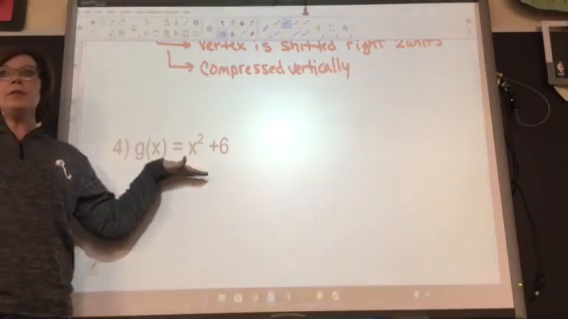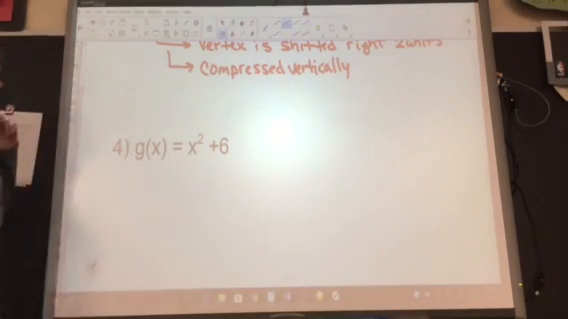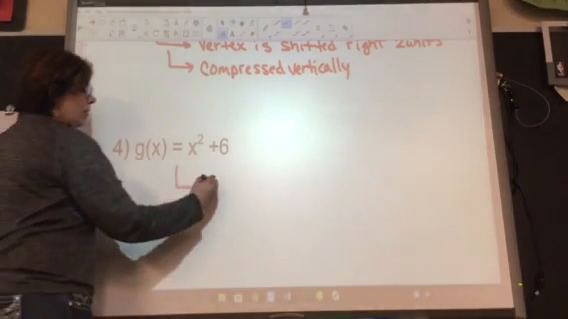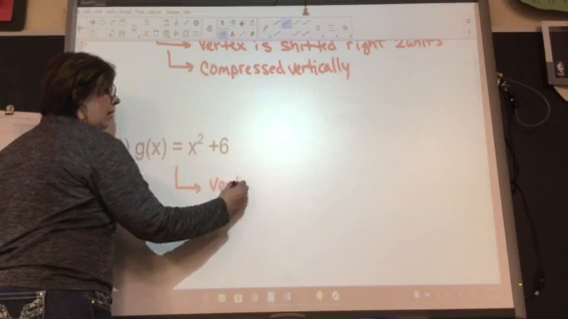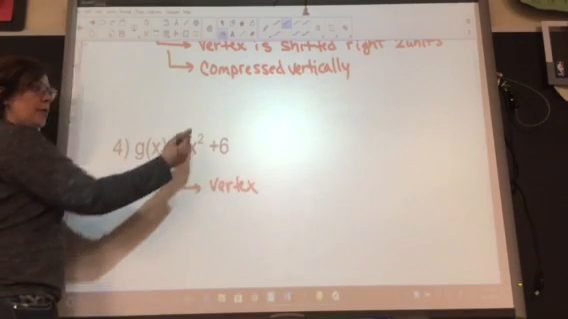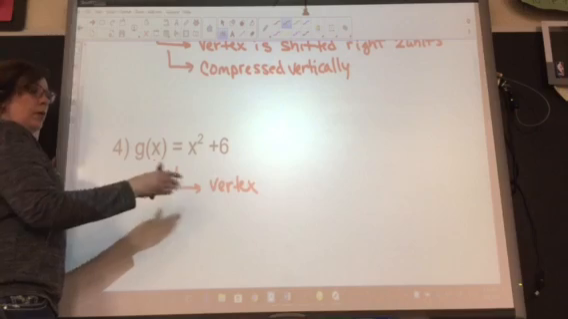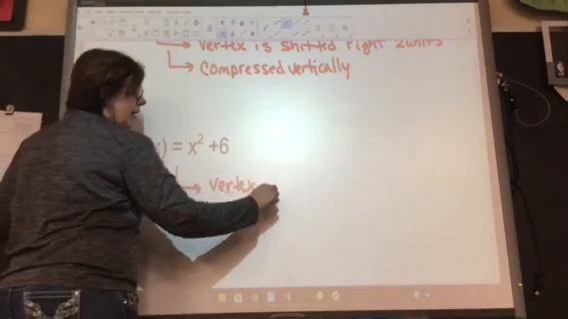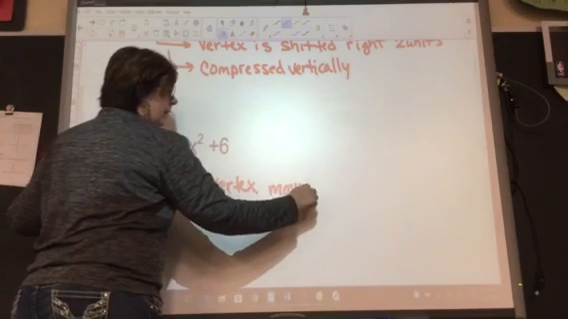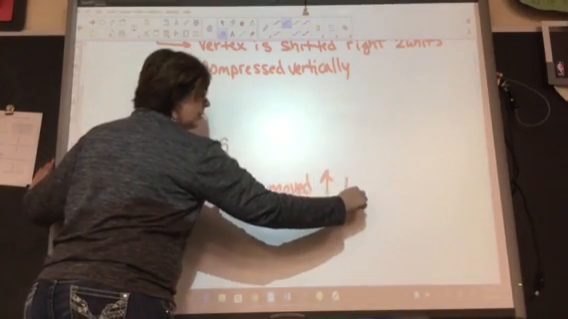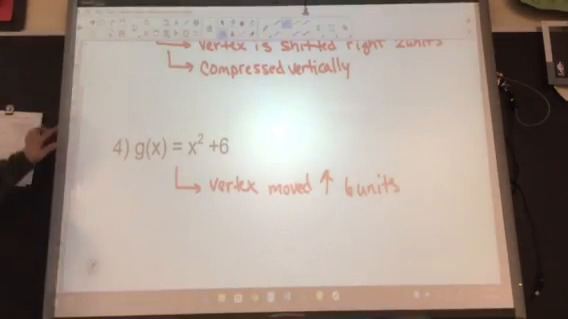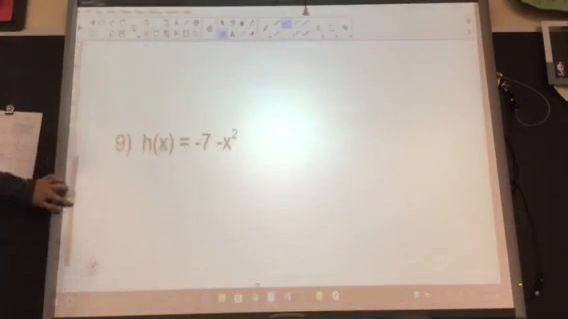What is different about this graph compared to the parent function? Jackson. Is it shifted to the left 6? We move it to the right and to the left when it's inside of a parenthesis. When there's no parenthesis and you just have a positive number, it goes up. So the vertex is moved up 6 units. So do you guys see what you're doing with your homework? Okay.